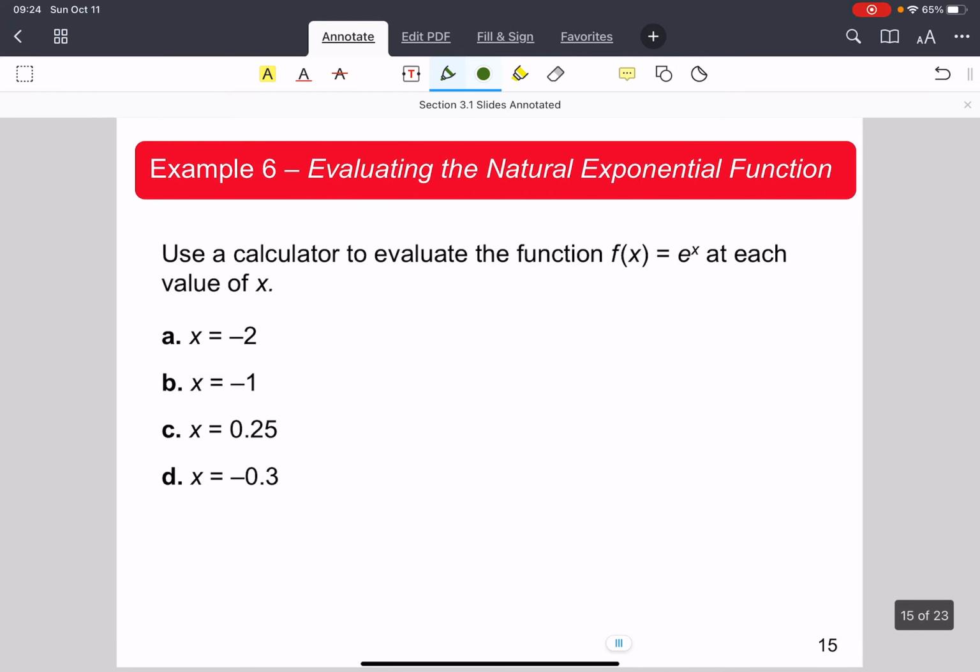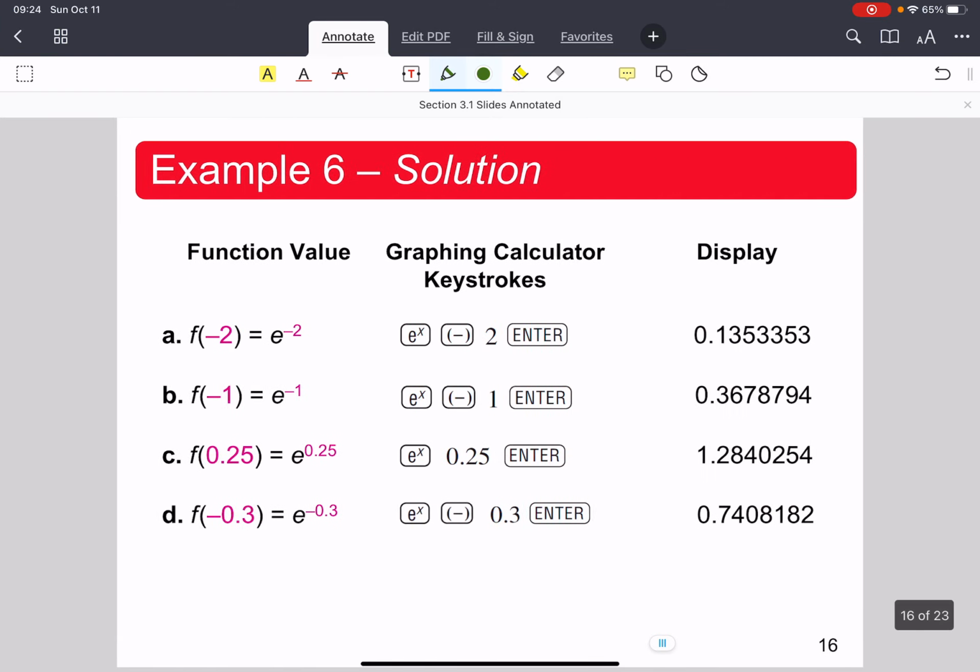Here's an example to evaluate natural exponential functions. Use your calculator to evaluate the function f of x equals e to the x at each value of x. So x given -2, x given -1, 0.25, -0.3. Please stop the video and practice by yourself, and then take a look at the solution on the next slide. All right, here are the solutions. So you're gonna enter -2 for x, and then when you do that, you get 0.35. And then for each of these, you should get similar results.